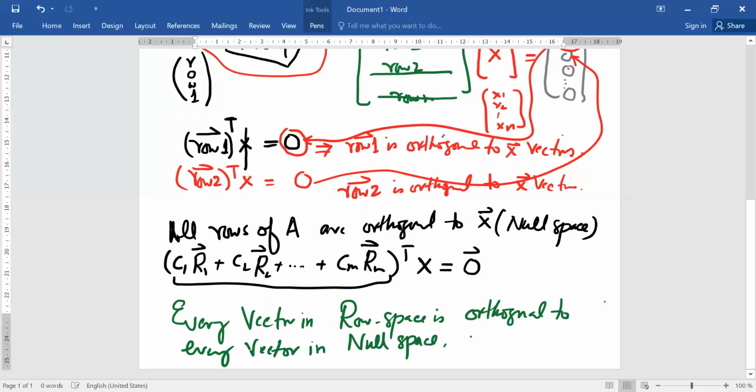We also use a very special name, which is called orthogonal complement. So what we are saying is that the null space is the orthogonal complement of the row space.